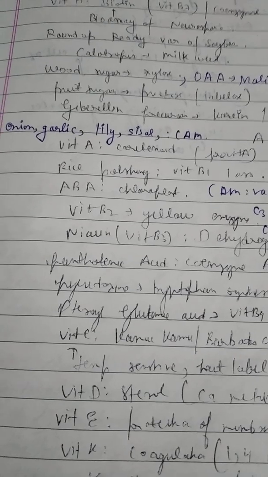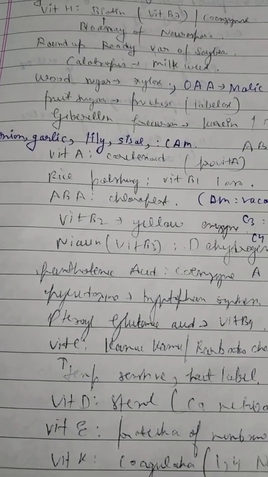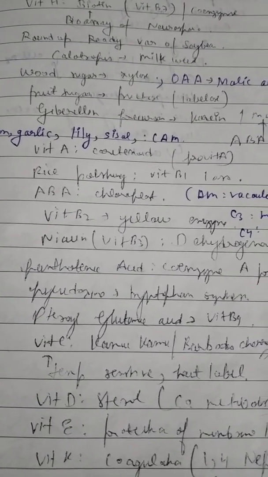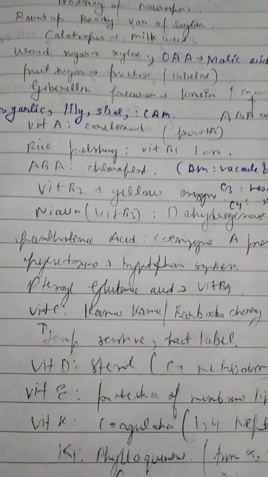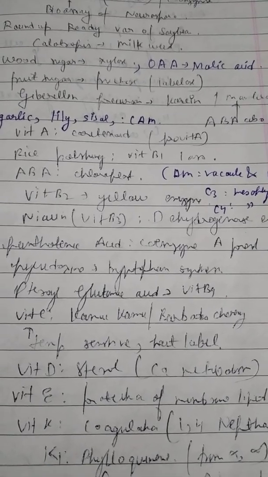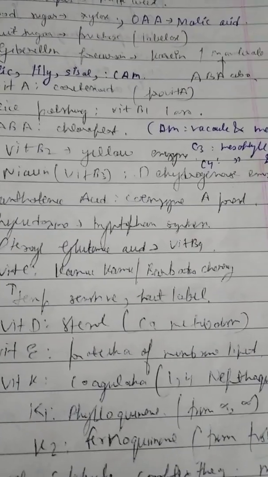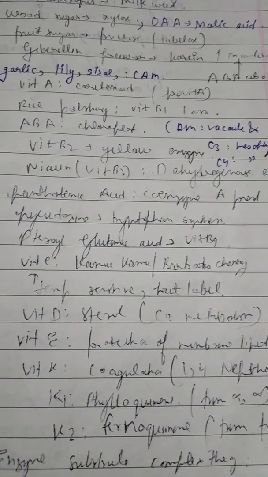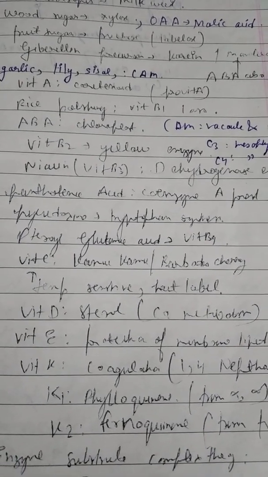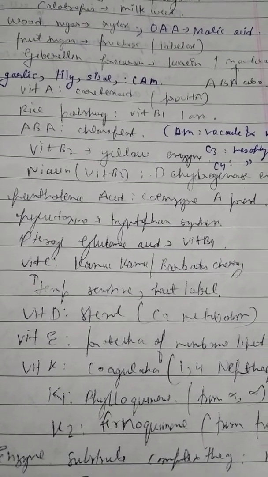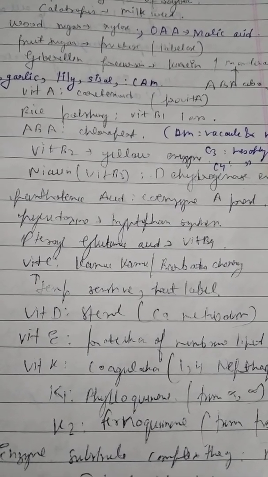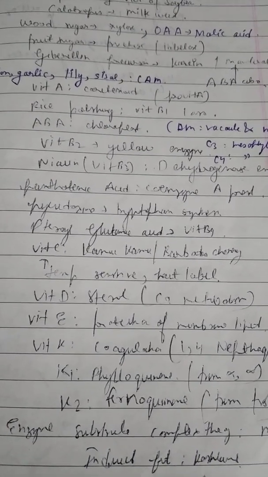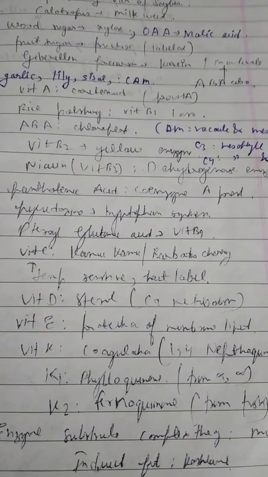And students, some examples of CAM plants you remember: onion, garlic, lily, sisal. These are all examples of CAM plants. Vitamin A is also called carotenoid. Please remember it. And in rice polishing, vitamin B1 is lost. Please student remember it. Vitamin B3, student, yesterday also I told you, vitamin B3 is called niacin, and the first auxin was isolated from persons who suffered from deficiency of vitamin B3 niacin, pellagra. So remember it. Auxin was not isolated from a plant, it was isolated from human urine.